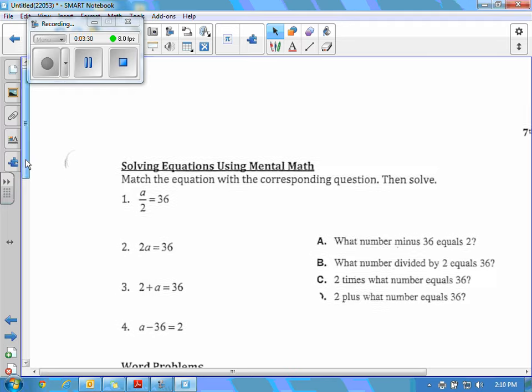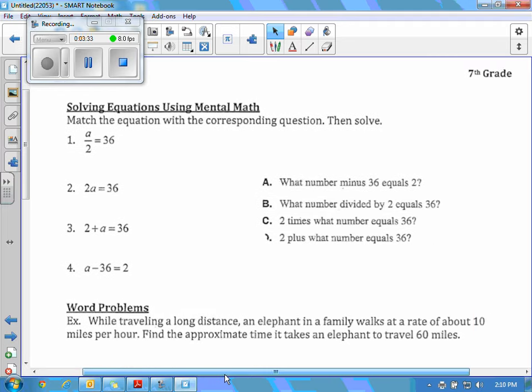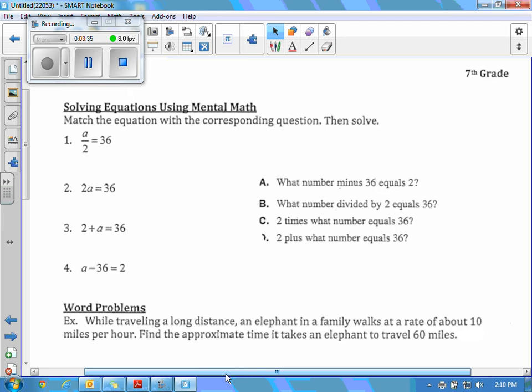On the back side, it says solving equations using mental math. So we're not actually going to work out our equations until unit 6. But here we're just going to look at the equations on the left, match them up with the question on the right. So let's actually look at the question first. So A says, what number minus 36 equals 2? Okay, so minus means we're looking for subtraction, so we can take that down to number 4. So number 4 goes with A. For B, it says, what number divided by 2 equals 36? So we're looking for a number divided by 2, so we're looking for a fraction. So that's going to take us to number 1.